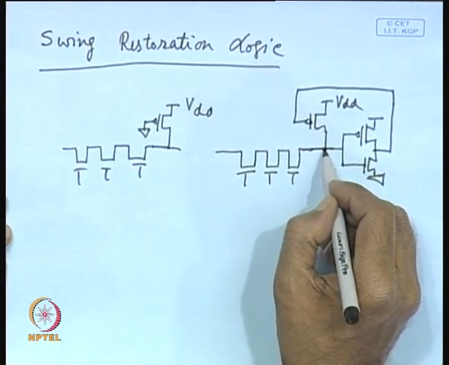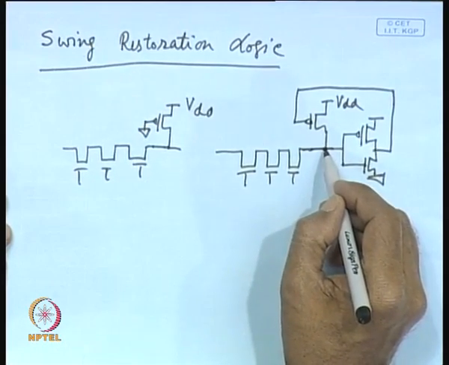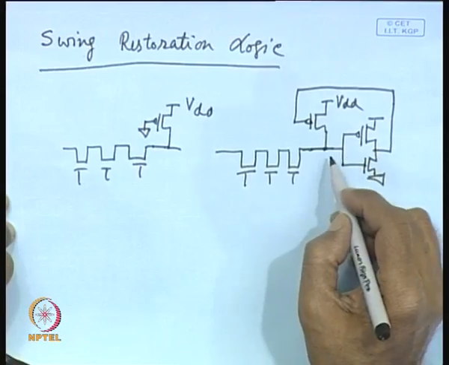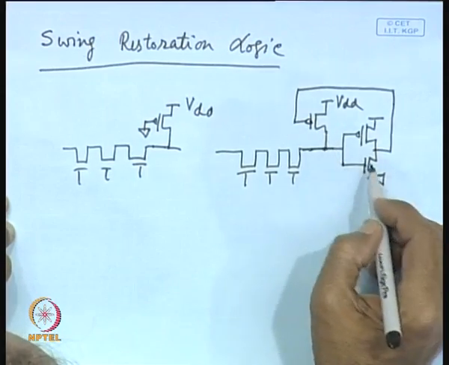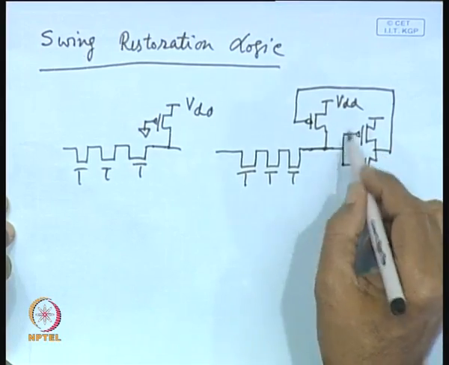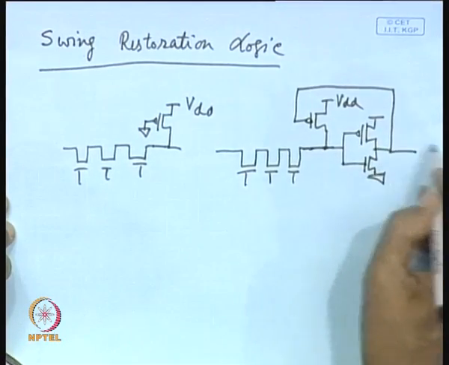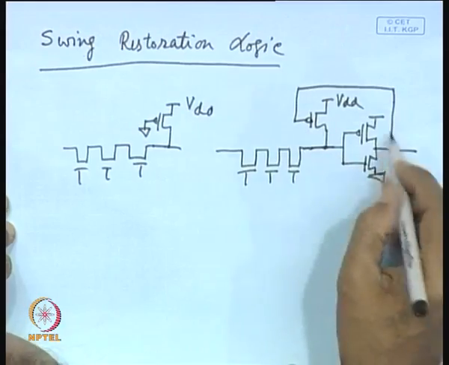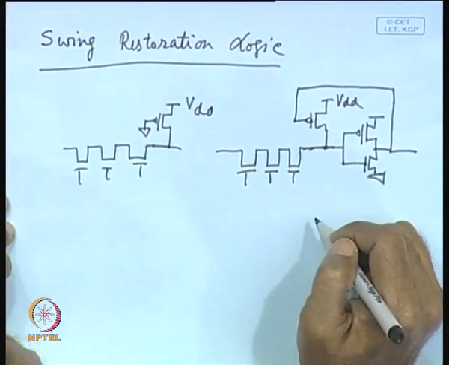Here at this point we can see we have raised the level. So, this will serve not only as swing restoration logic, but swing restoration logic along with an inverting buffer. So, this will act as a buffer, and this can be applied to the next stage. So, you see this type of thing you have to do when realizing realistic circuits by using pass transistor logic.